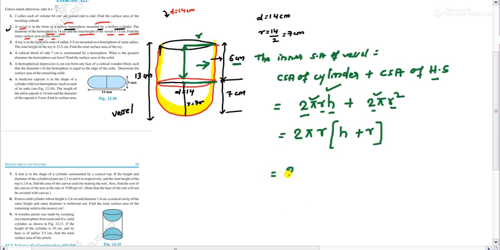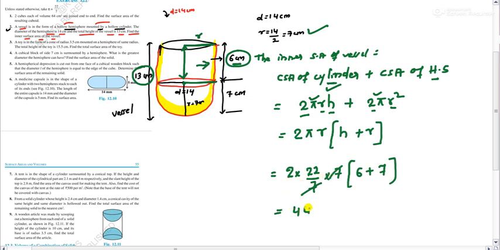Now substitute the values. 2 into pi is 22 by 7 into R is how much? We got it here 7 only, into H. What is this H? You have to be very careful. Some of you might write 13, but that is wrong. Here H refers to height of cylinder. So that is 6 plus again radius is 7. So now you have to simplify. This 7 will get cancelled. 2 into 22 is 44 into, if you add this you will get 13, right? So 44 into 13 is 572 centimeter square.